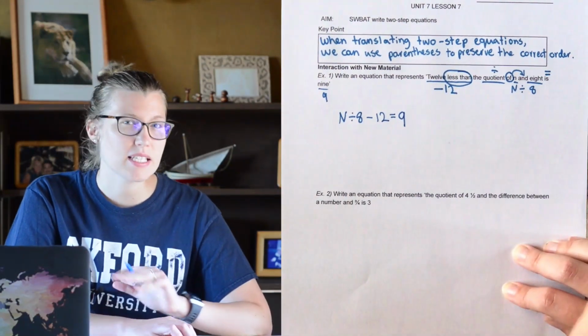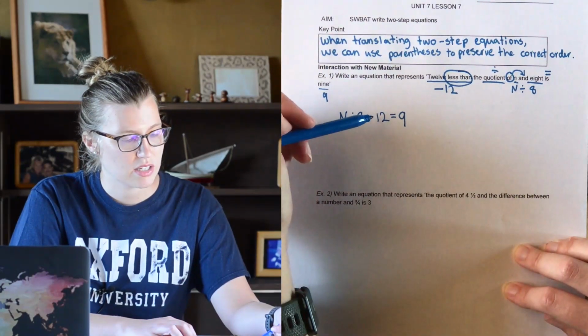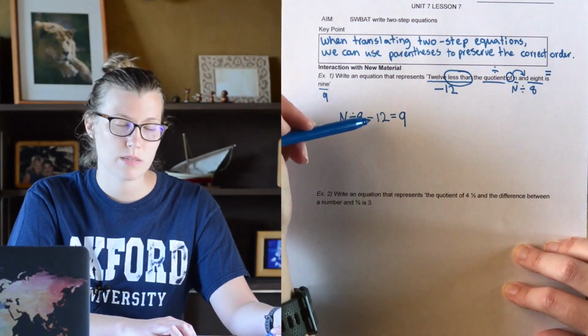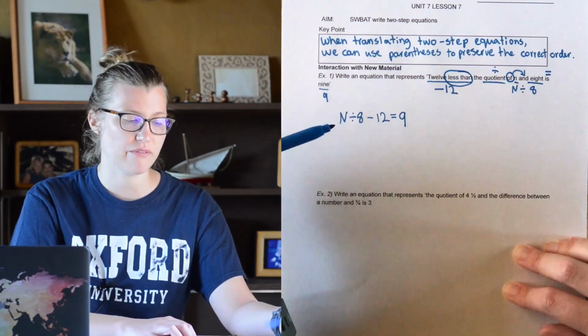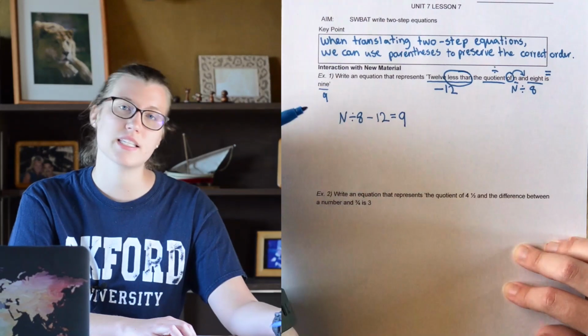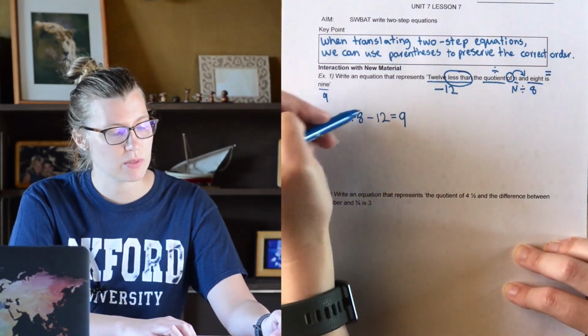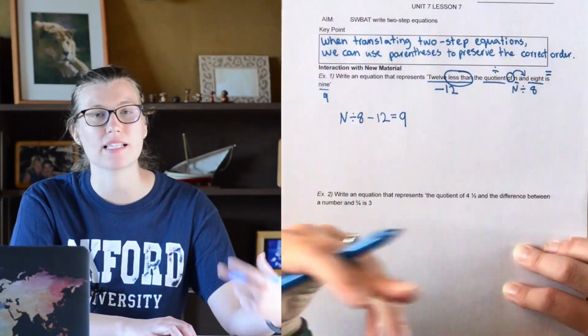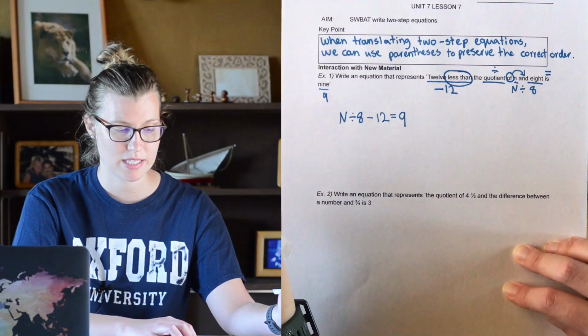Now let's see, do I need some parentheses here? Which step would I do first? Division or subtracting? PEMDAS, D for division would come first. So do I need to add parentheses here to make sure I do it? Not really. I can if you really want to, but I don't need to because I would do that first anyway. So my order would not be messed up.